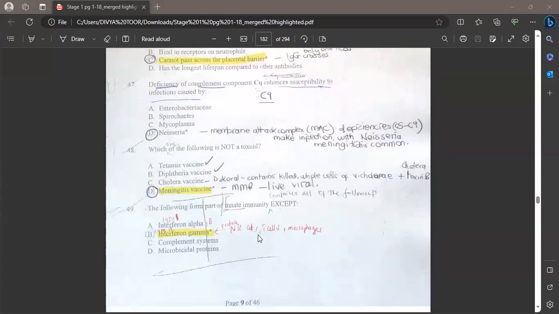Is it this one? Okay. Yes. The following form part of innate immunity except, which one would you go with then? C, complement systems. The following are part of the innate.